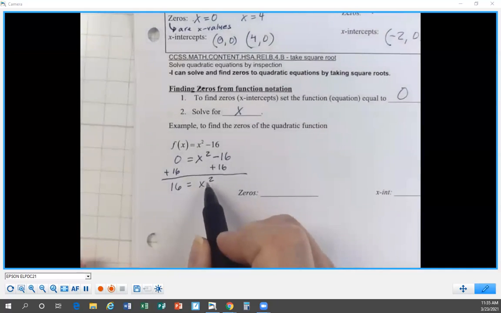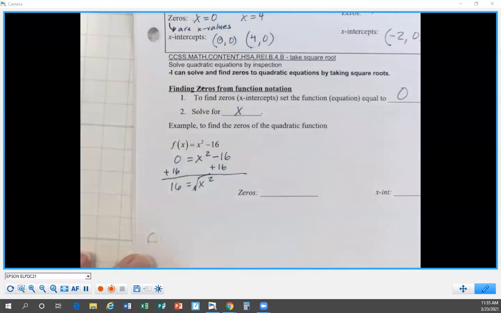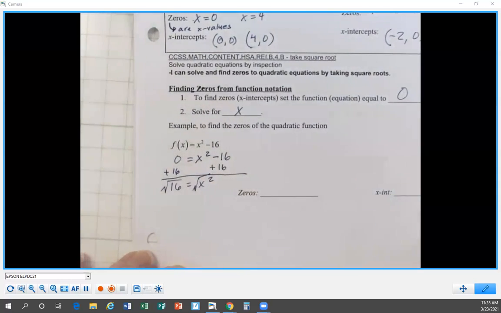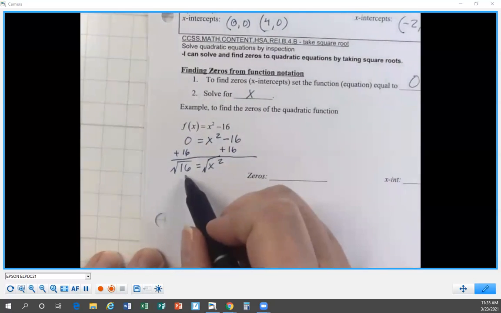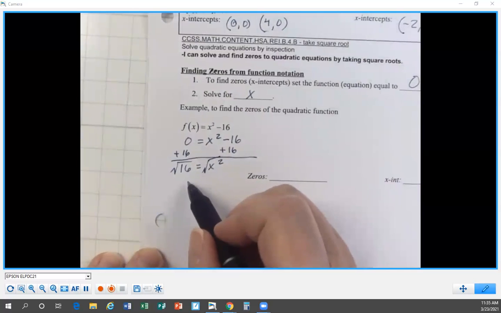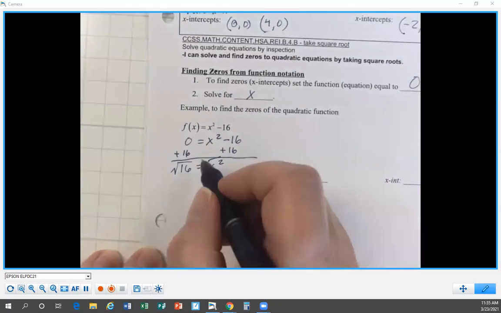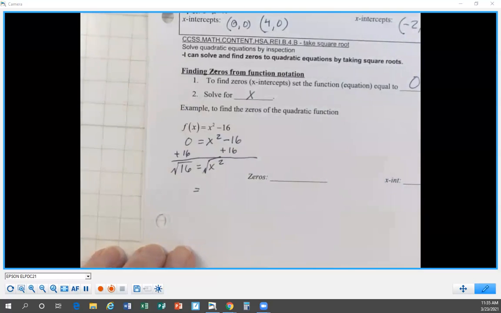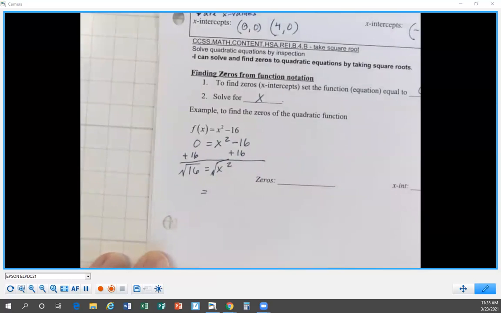So I don't want to know what x squared is, so I'm going to take the square root of it. Whatever I do to one side of the equal sign, I have to do to the other. We take the square root. Okay, so I'm going to say not what is, but what are the square roots of 16. Well, there are two of them. What number multiplied by itself will give me 16? 4.